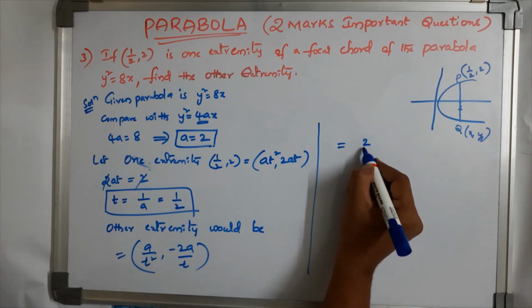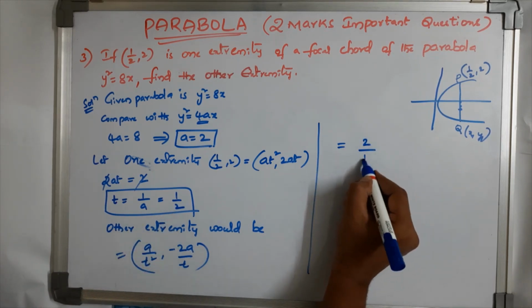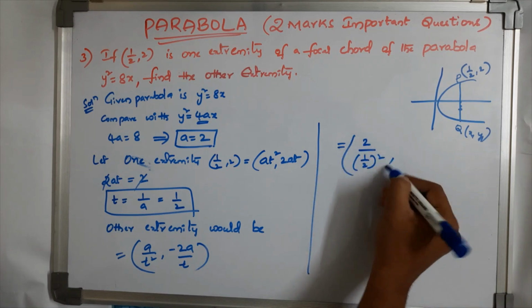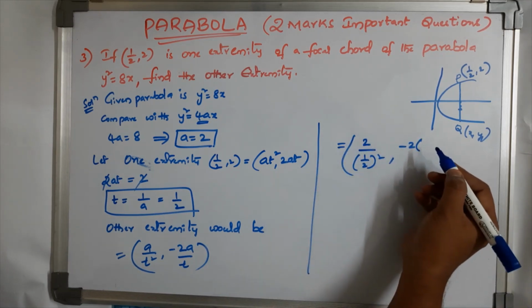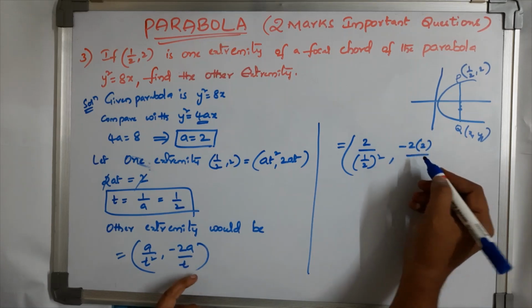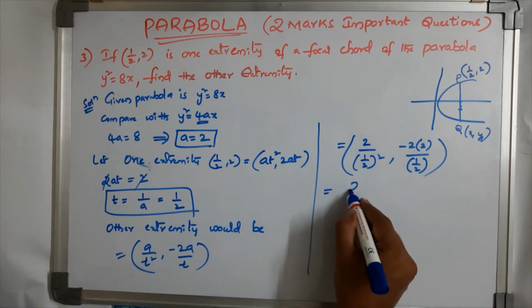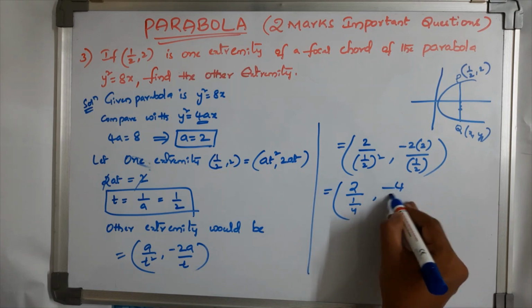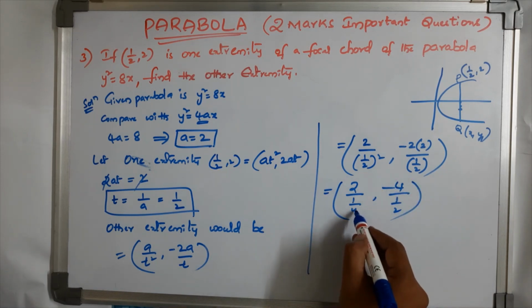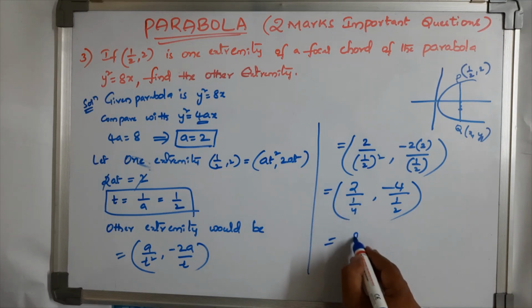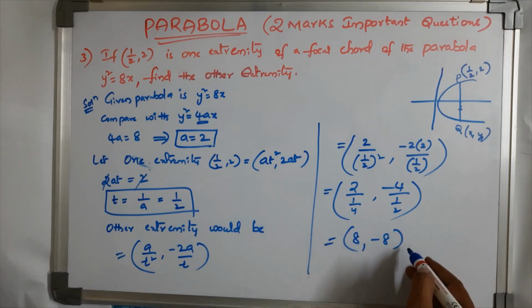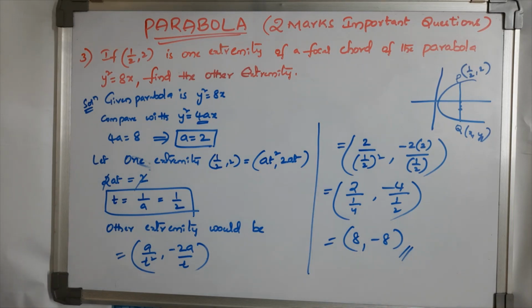The value of a is 2 by t square. What is t? 1 by 2 whole square. Now minus 2 into a by 1 by 2, that is equals to 2 by 1 by 4 comma minus 4 by 1 by 2. It goes up: 4 into 2, 8, minus 8. So the other extremity is 8 comma minus 8, right?